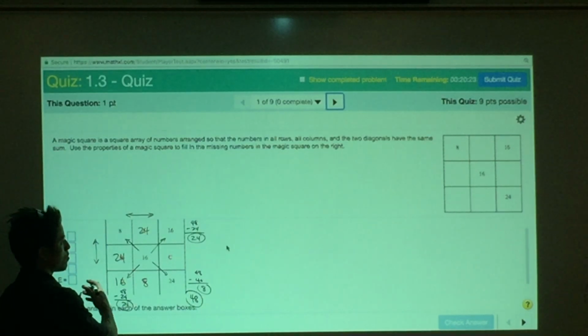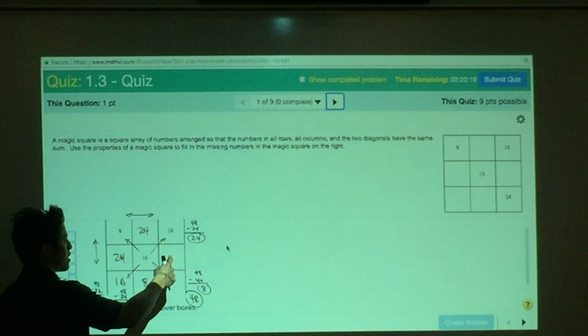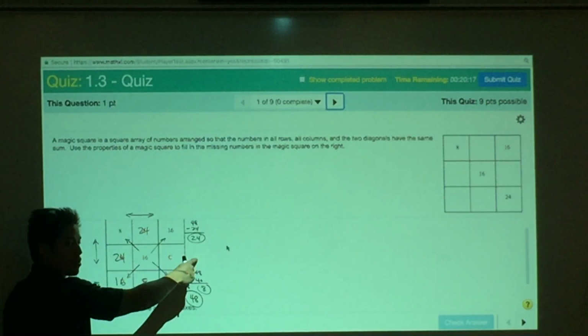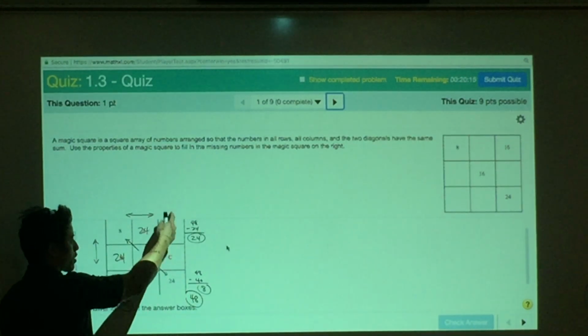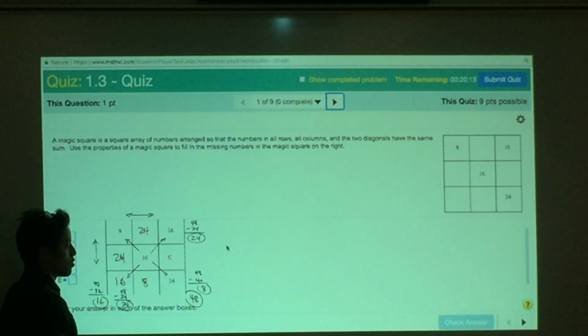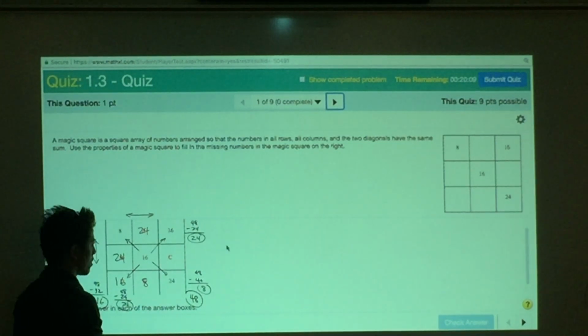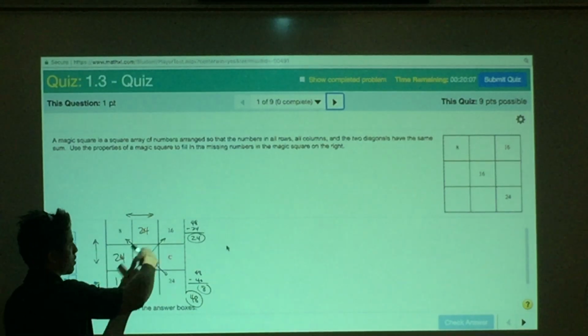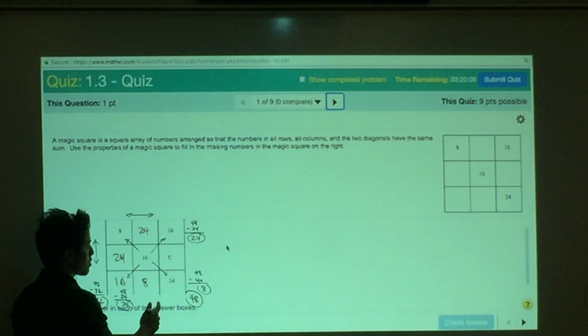Okay, so this C right here is flexible. I can figure out what C is by working the row. I can figure out C by working this column. It's really up to you, it doesn't matter. Just to change things up, I'll do column again. So we've only done one column, we've done some diagonals, some rows, whatever. It doesn't really make a difference. You'll get the same answer.